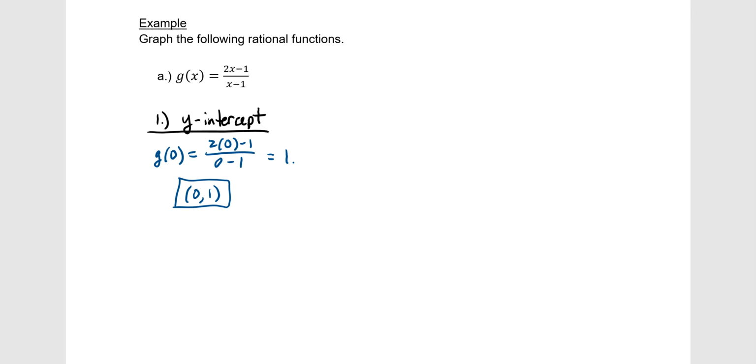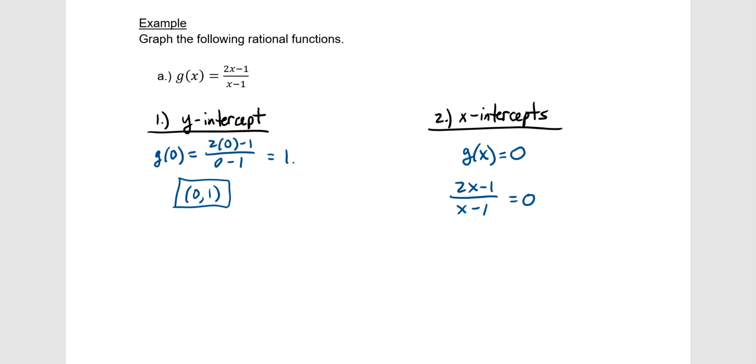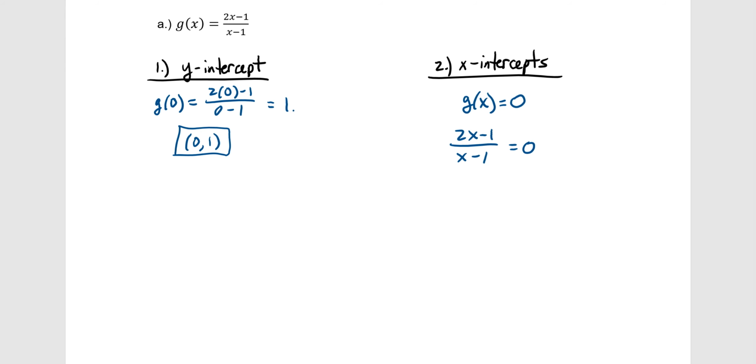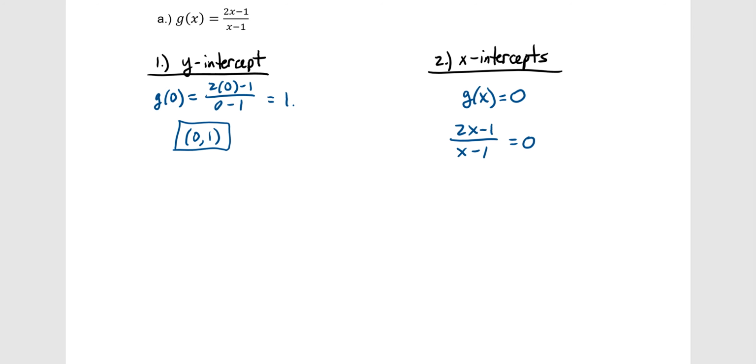For the next thing, we can find the x-intercepts. There could be 0 x-intercepts, or there could be multiple x-intercepts. We take g of x, the whole function, and set it equal to 0. When we do this, we have to remember what we said on the previous page: we set the simplified numerator equal to 0. Since we couldn't cancel any factors, this is simplified, so we set this numerator equal to 0 and solve for x. We add 1 to both sides and then divide by 2. We get x equals 1/2. This gives us the coordinate 1/2, 0 for our x-intercept.